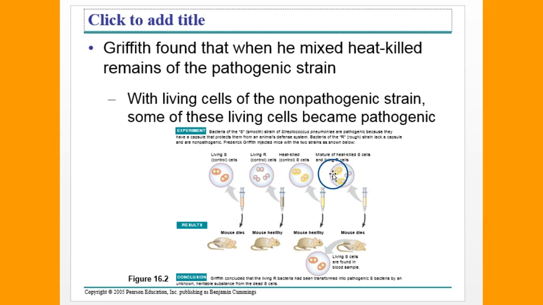Then, their last test, they mixed heat-killed pathogenic cells and living R cells. After this had been injected and had a chance to affect the mouse, they did a blood test and found that they ended up with living S cells, or living pathogenic cells, in the blood of the sample. So that means that DNA within that heat-killed S cell was still able to influence the living R cells, even though the pathogenic cell was no longer living. So they concluded that some form of transformation had taken place.